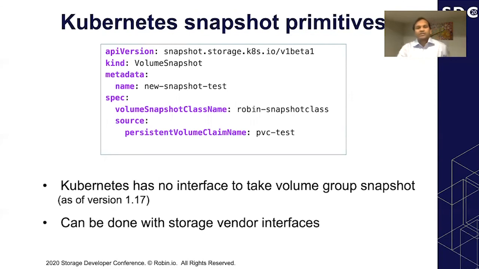The way you can create a snapshot in Kubernetes is by using a VolumeSnapshot object, wherein you provide a persistent volume claim name and then your snapshot name, and you'll get the snapshot. One thing Kubernetes lacks at this point is the ability to take a consistent snapshot of multiple volumes at one point in time. There's no interface to the storage class to take multiple volume snapshots in one shot. But it can be done by storage vendor interfaces, something like Robin, where we implement a snapshot at the application level. So we take a snapshot of all the volumes in one shot.